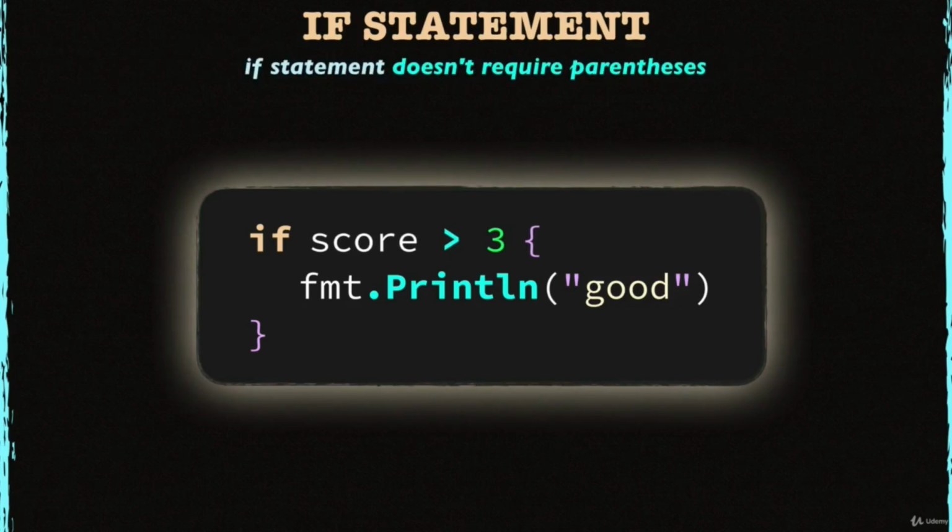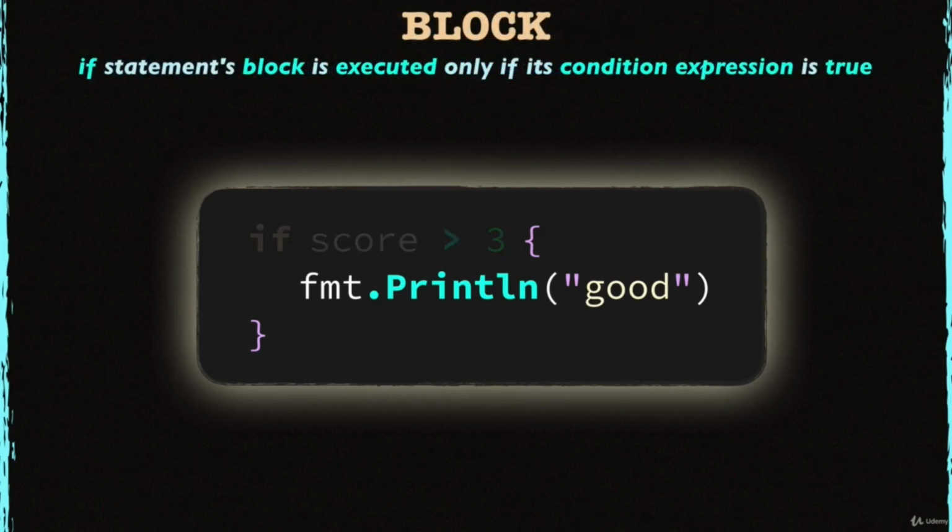Better, right? I removed the parentheses. Unlike C-based languages, in Go, you don't have to type the parentheses unless you really need to. This version is more concise, isn't it? This statement is exactly the same as the previous one. Now let's take a look at the parts of this statement. This part is the if statement's block. You know what a block is, so I won't explain it here again.